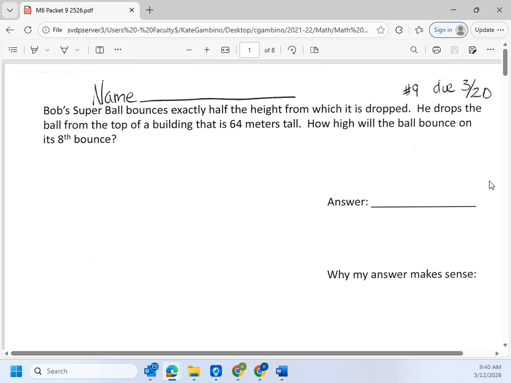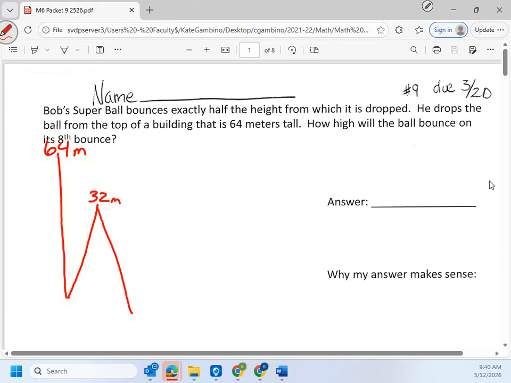So, let's draw the picture so we can visualize what it is that's happening. He drops the ball down 64 meters. It bounces up half its height. So I have to say, well, what's half of 64? It's 32 meters. And then it's going to bounce again. That's our first bounce. It bounces 32 meters.